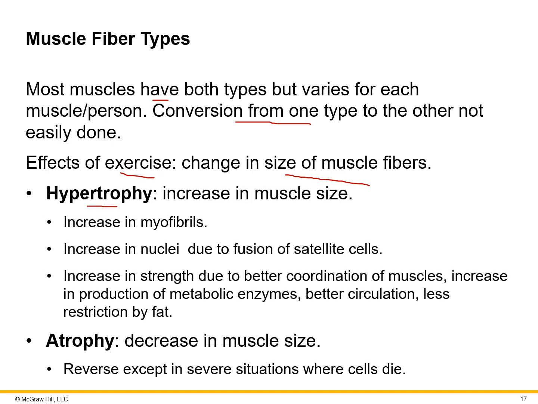So hypertrophy increases the muscle size, which is increasing the myofibrils and increasing the nuclei, so we have more fusion happening. It also increases strength because we have better coordination of the muscles. Enzymes are working better, and we have better circulation. Then atrophy, the opposite of that, would be the decrease in muscle size. So this is the reverse. Again, in severe situations, the cells can actually die. So this would be a loss of muscle tone, a loss of muscle contraction.